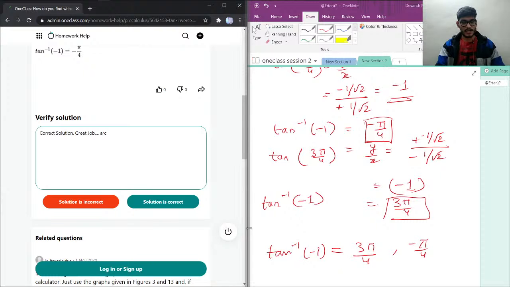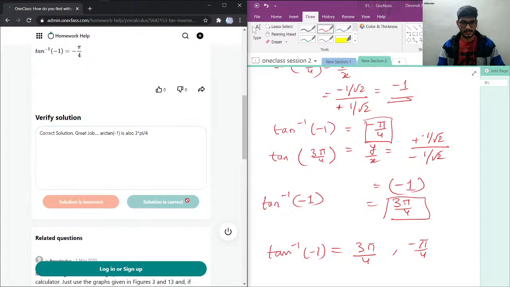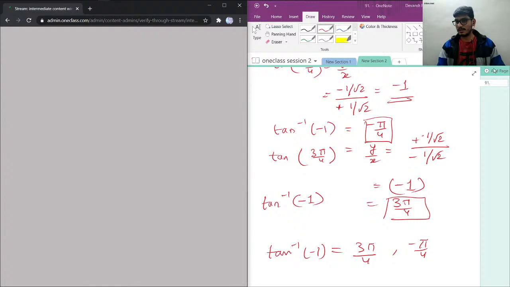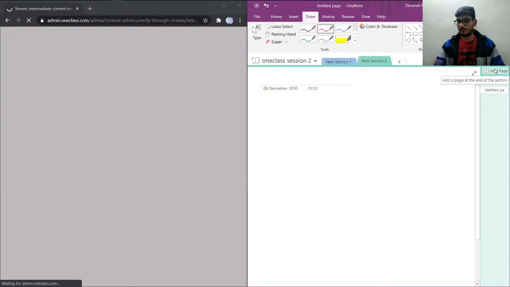Arctangent of negative 1 is also 3 times pi by 4. So here half the solution is missing, but that is okay, because 3 pi by 4 and negative pi by 4 are the correct solutions. So we'll go to question number 2.